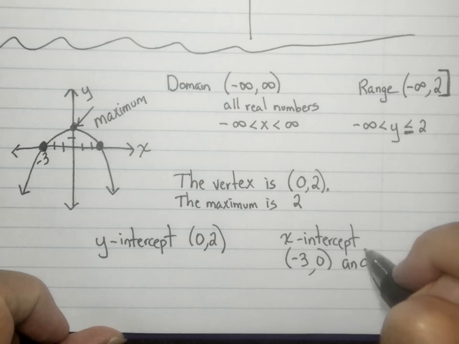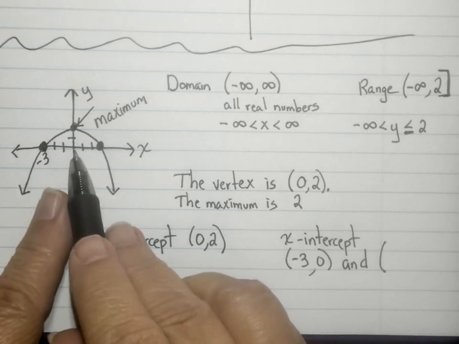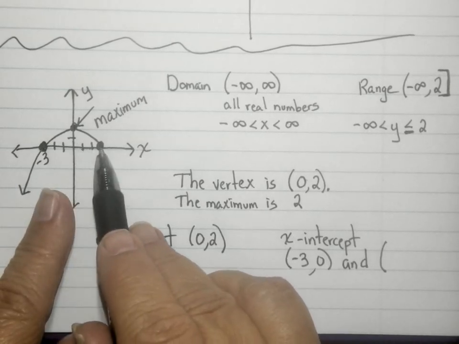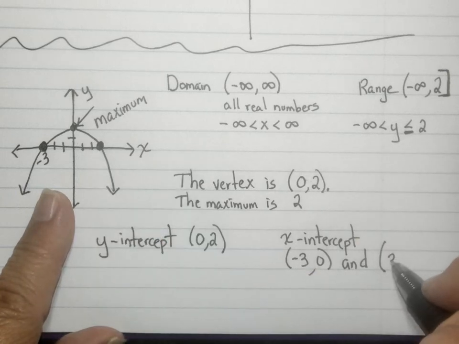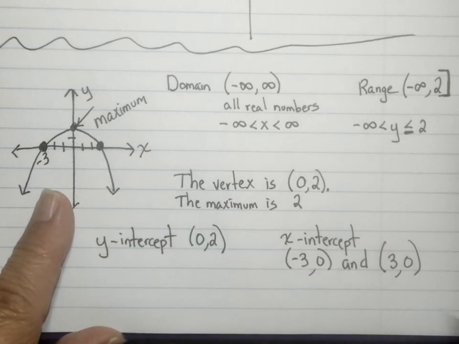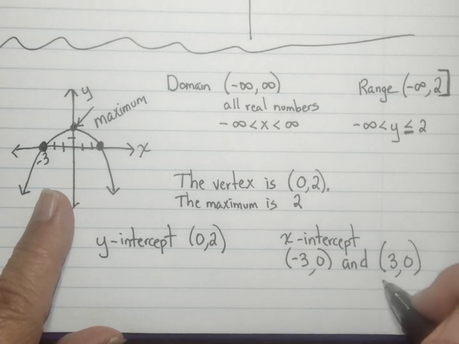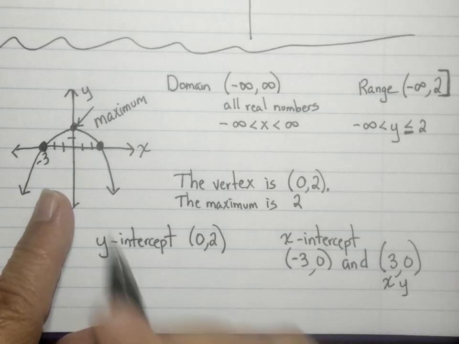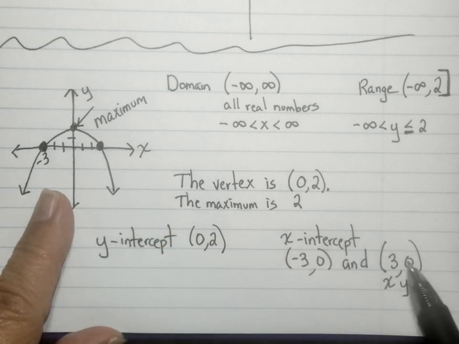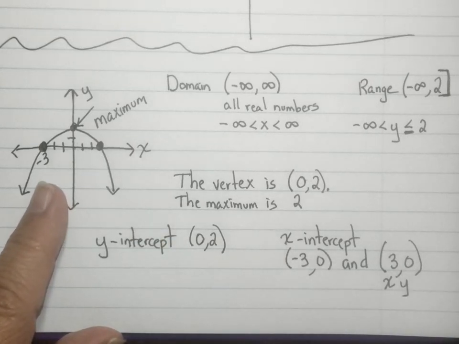And 3, 0 for the other. The x has to come first and then the y. This is x, y. So (3, 0), no, (0, 3)... (3, 0). Okay?